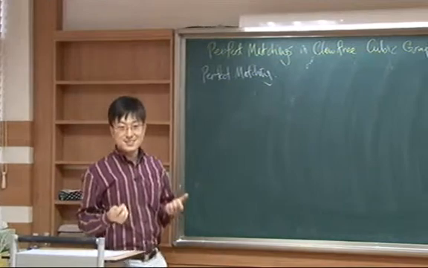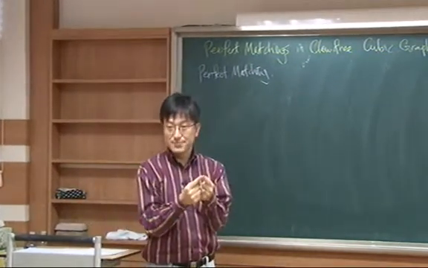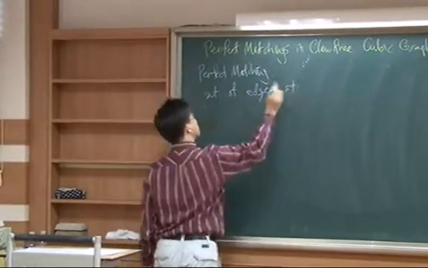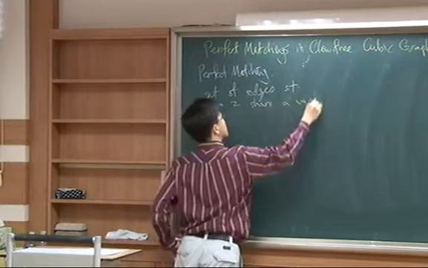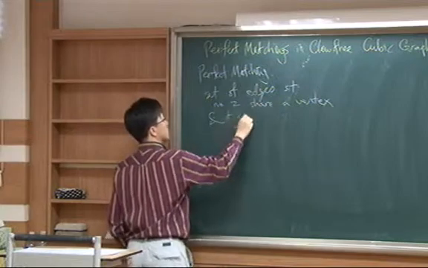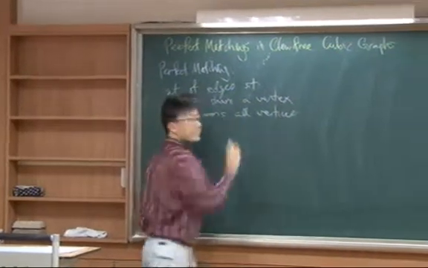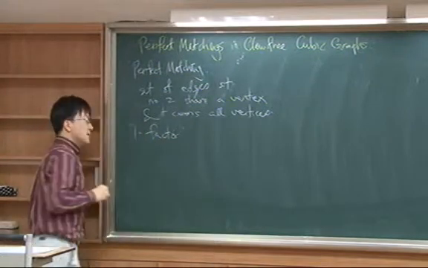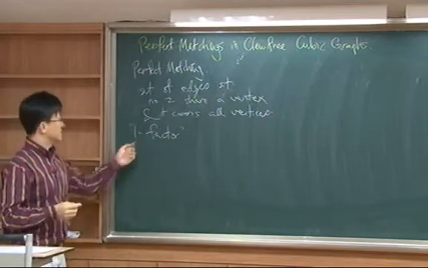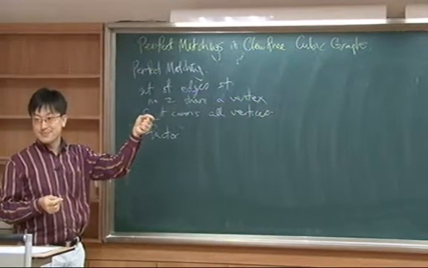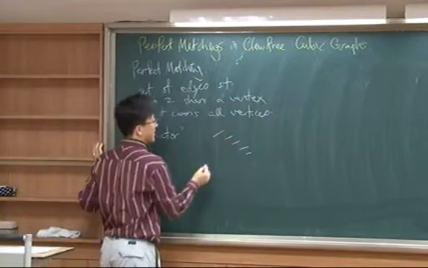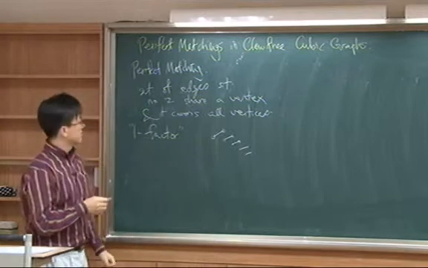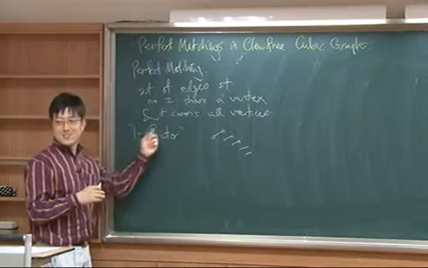A perfect matching is a set of edges such that no two edges share a vertex, and every vertex is covered by some edge. So that's a perfect matching. Some people call it a one-factor. It's the same terminology. A one-factor means a spanning subgraph in which every vertex has degree 1. So if you have a perfect matching in a graph, then every vertex has exactly one incident edge, so we call it a one-factor: a spanning one-regular subgraph.